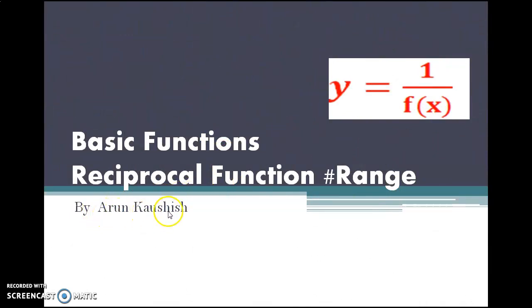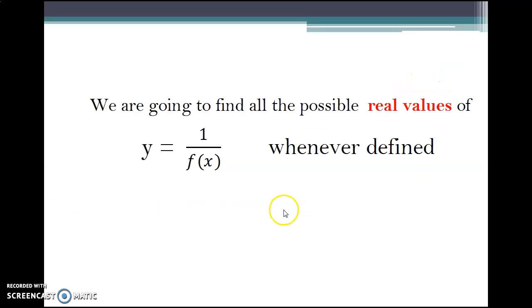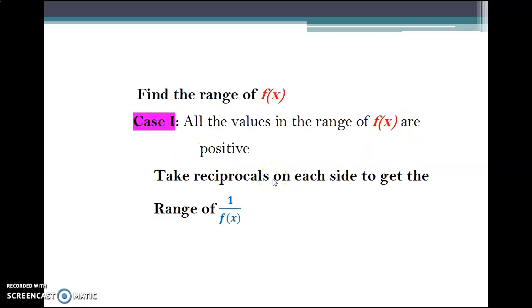Myself is Arun Kashish. In this video, we are going to find the range of the function y is equal to 1 upon f(x). That is, we are going to find all the possible real values of y equals 1 upon f(x) whenever defined. First of all, we find the range of f(x).